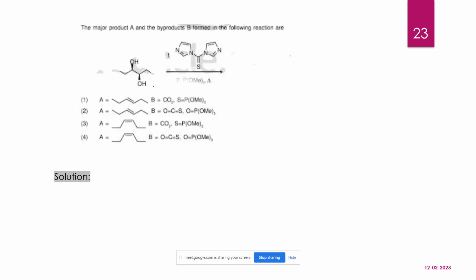So our next reaction is this one. This is the same kind of reaction I have just taught, the Corey-Winter. Instead of, in case of Corey-Winter, we had 2 sulfur here, but here instead we have 2 imidazole moiety. So in the similar mechanism, in the similar way, it will give this type of intermediate.